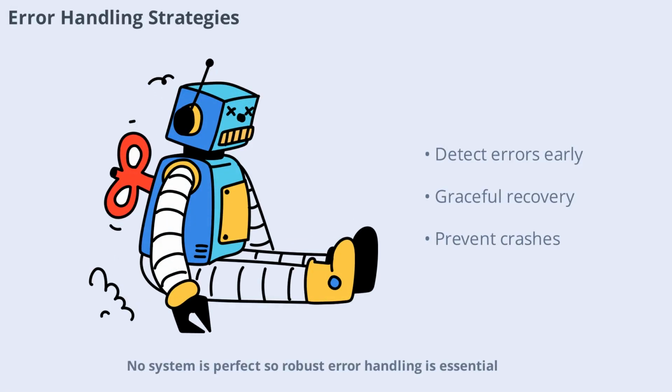No system is perfect, so robust error handling is essential. Our architecture includes strategies for detecting and recovering from errors like failed token refreshes or network outages. By handling errors gracefully, we prevent crashes and keep users logged in even when things go wrong.